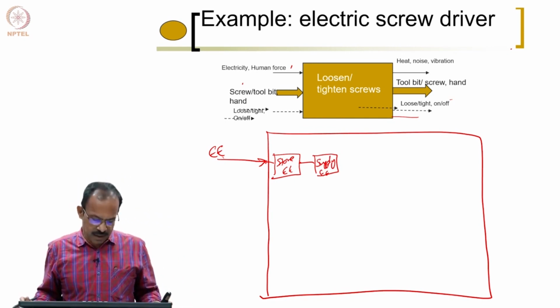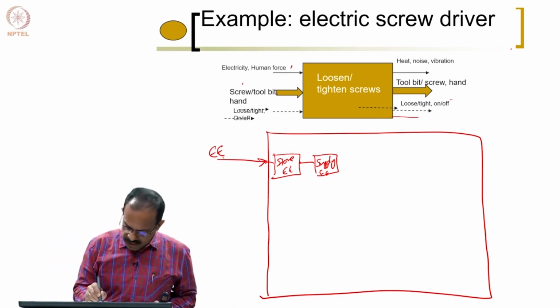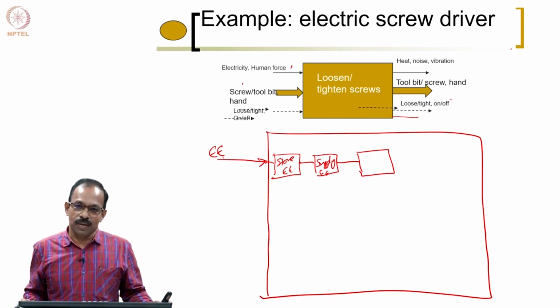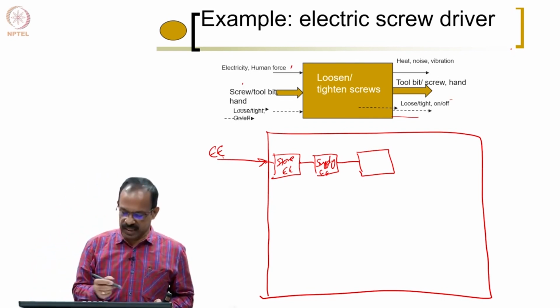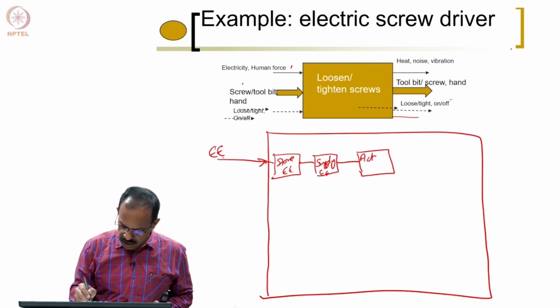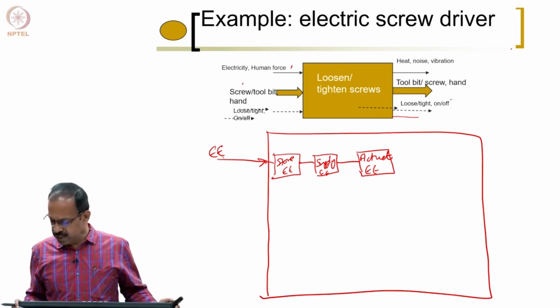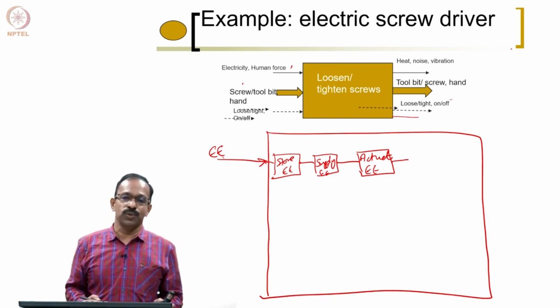So, I am using the functional basis: store electrical energy, supply electrical energy, and then I need to actuate it. I need to switch on or off in order to make the product work. So, that is basically actuating the electricity. So, I will actuate electrical energy, and then I switch on or off.